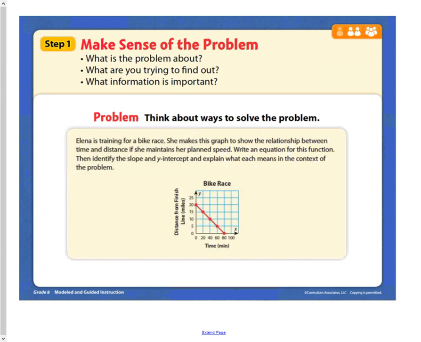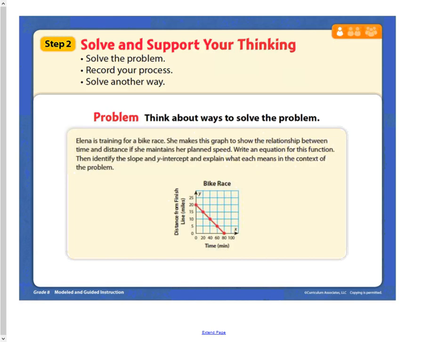So here's a problem at the top of your notes. It gives you the situation. I'd like you to first pause and read it through on your own quietly. All right. So the problem says Elena is training for a bike race. She makes this graph to show the relationship between the time and distance if she maintains the same speed. Write an equation for this function. Identify the slope and the y-intercept and explain what each means in the context of the problem.